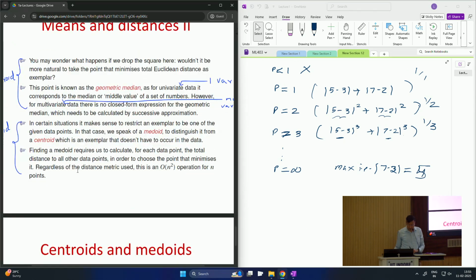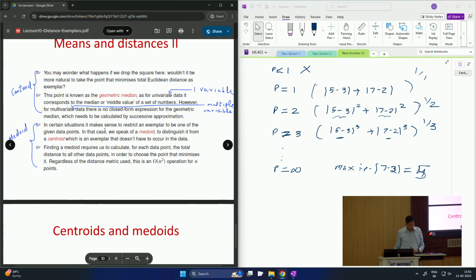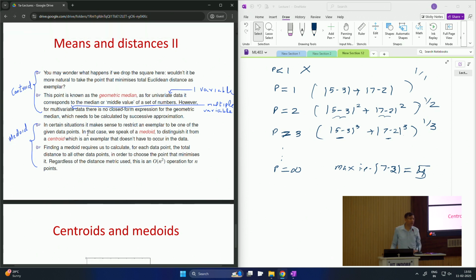So in certain situations, it makes sense to restrict an exemplar to one of the given data points. So rather than finding a random point in between, you would want to find something which is from within the data set. Today we'll do these examples, but one example I give is, let's say they're genomes.